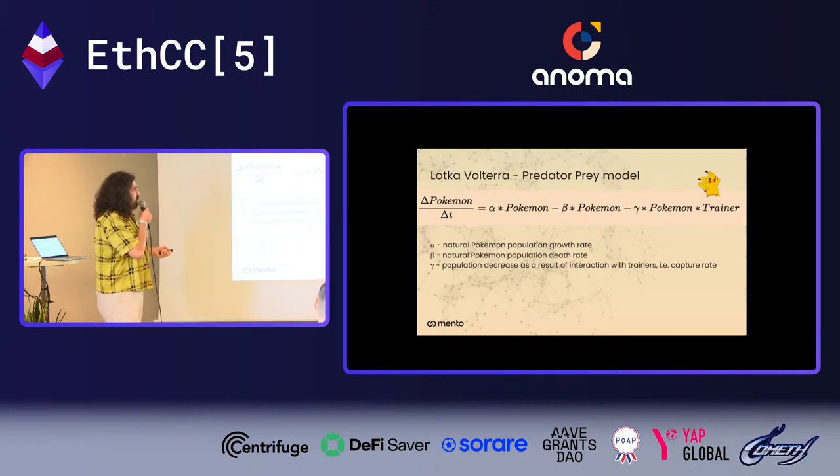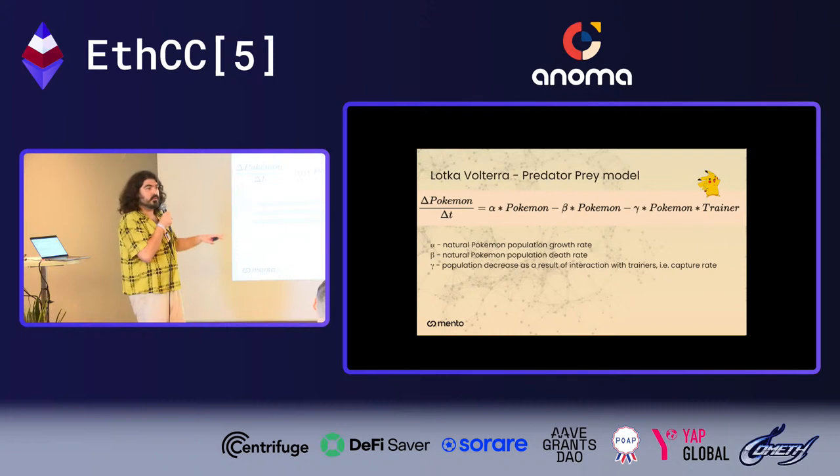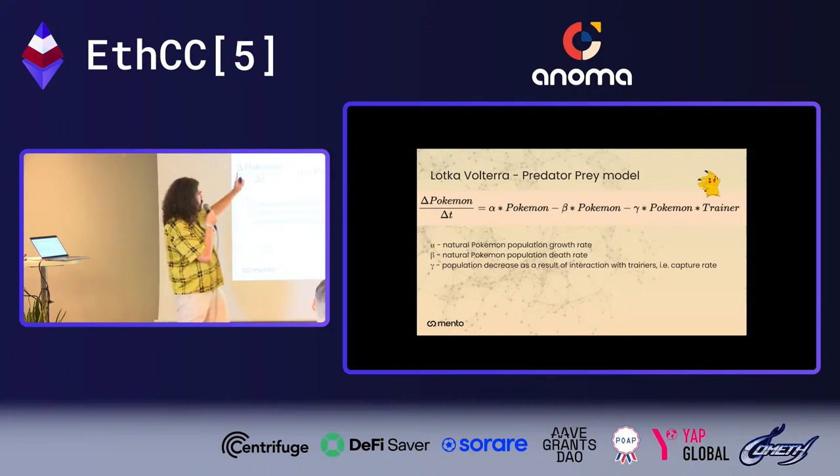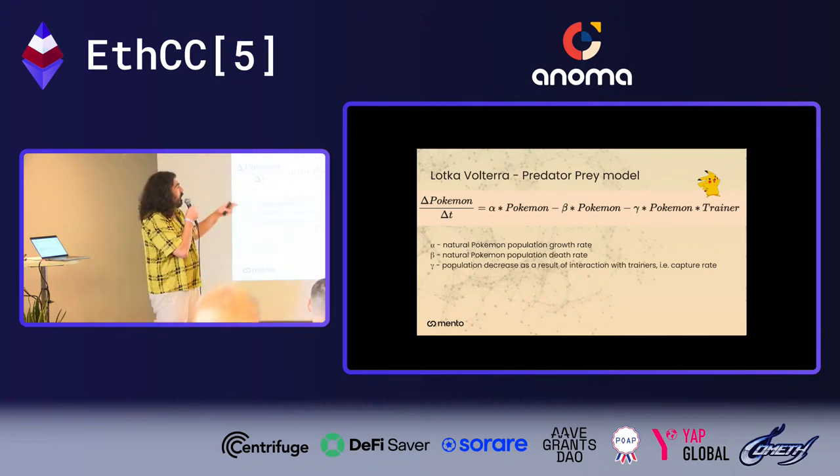Cool. So, like I was saying, what we're trying to model is the Pokemon population and how it changes over time. This is a nice equation that shows that the delta of the population over time for Pokemon is a function of the natural growth of the Pokemon, given by this alpha term, a decrease, which is the natural death rate of the Pokemon, given by the beta term, and then the gamma term is a decrease that comes from a function of the Pokemon and the trainers. That's the interaction between those two populations.